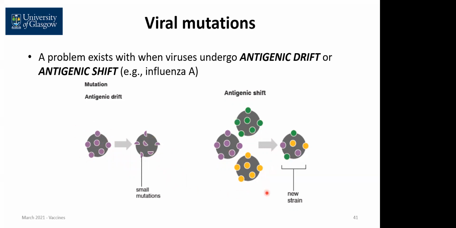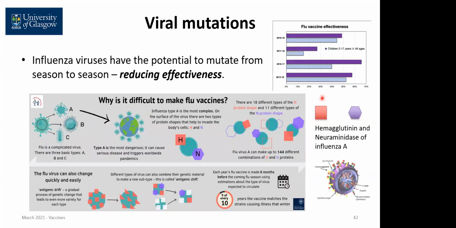Antigenic shift is where basically different types of viruses will reproduce and mutate to form a new strain. And in the new strain, you'll have a combination of the different proteins that are found on the surface. And this is essentially what is happening in influenza A mutations from season to season. And this is essentially what is shown here. So as I've said, influenza viruses have the potential to mutate from season to season. And this, of course, reduces the effectiveness of vaccines.